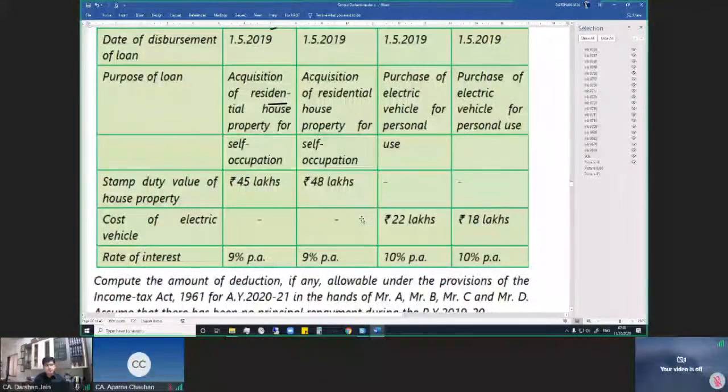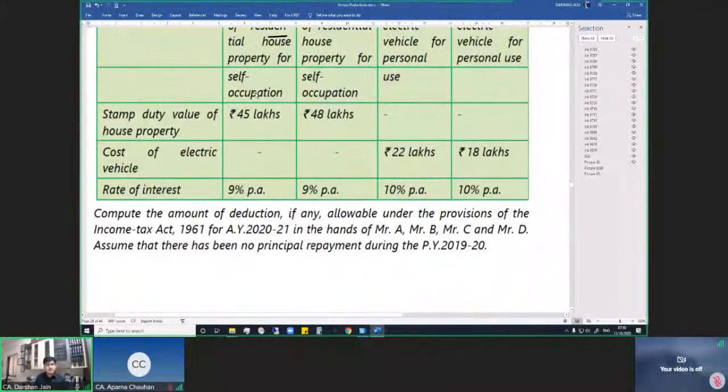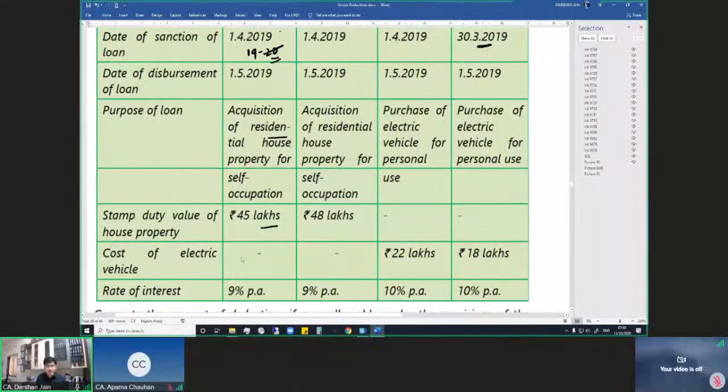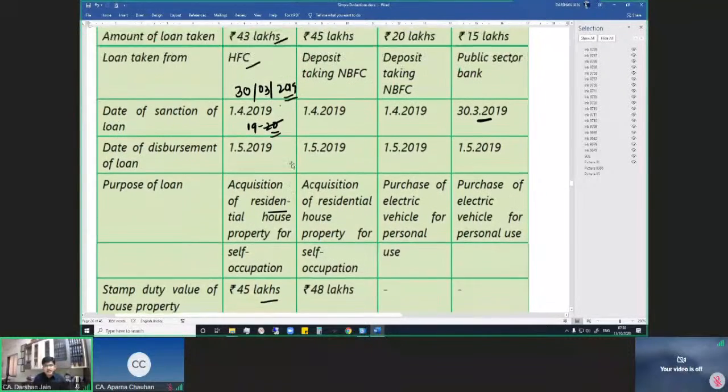Acquisition of residential house property for self-occupation. It says the loan is taken for acquisition of house property for self-occupation. The stamp duty value of the property is 45 lakhs. We are again concerned here with the stamp duty value. It does not exceed 45 lakhs, and therefore it satisfies all the conditions which are required for deduction under section 80EE. Now, therefore, what would be the amount of deduction that one could claim under 80EE?